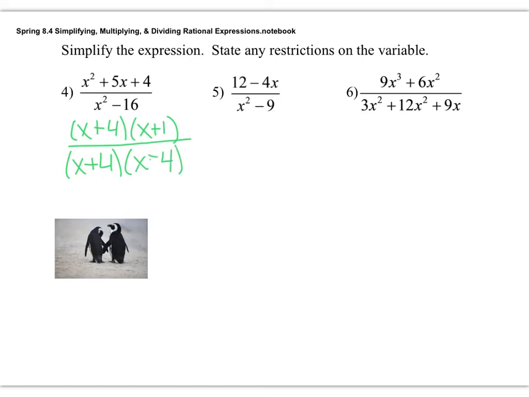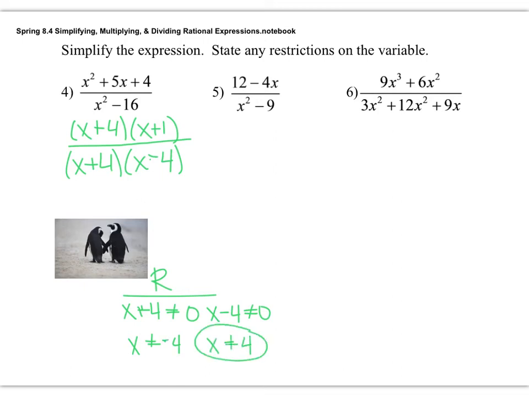Now be careful, don't jump the gun because your next step is restrictions. All right, don't cancel yet. You have to do restrictions before you cancel. So looking at restrictions, that is your denominator. So x plus 4 cannot equal 0. X minus 4 cannot equal 0. So then I know x cannot be negative 4, and x cannot be a positive 4. So those are my restrictions.